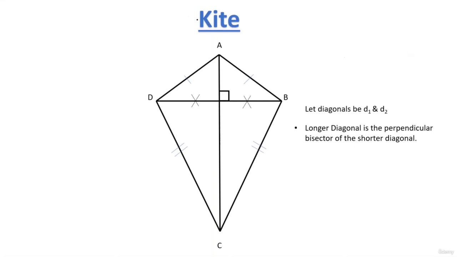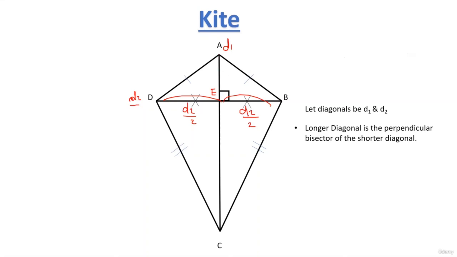Now I'll say let the diagonals be D1 and D2, guys. If this diagonal is D1, and this whole BD is, let's say, D2, then this will be D2 divided by 2, the value of this, and this will be D2 divided by 2. I call this point E.